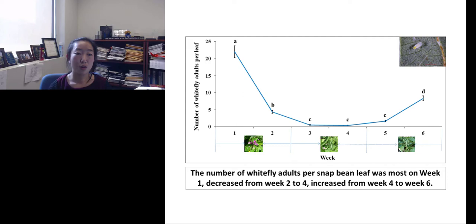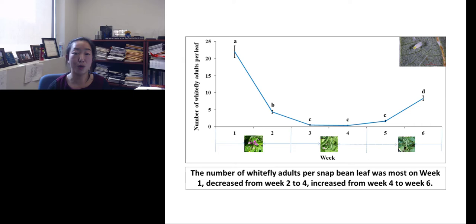In the first 2 weeks, the snap bean plants were at the flowering stage. For the third and fourth weeks, some plants were flowering and some were podding. And for the fifth and sixth weeks, most of the plants were podding. From this graph, you can see the number of whitefly adults per leaf was highest in week one, around 22 adults per leaf, decreased from week one to week four, and increased from week four to week six.